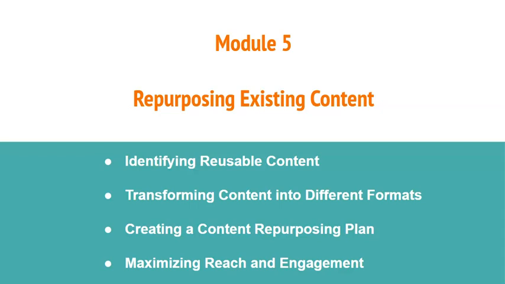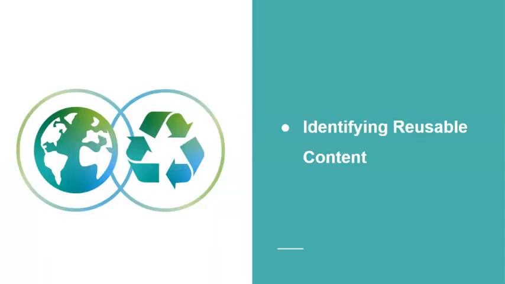So the second point is transforming content into different formats. That's another way of repurposing content. And then you can also create a content repurposing plan in order to help you get the right flow of your content repurposing journey. And then you can as well maximize your reach and engagement. We're going to talk about these 4 aspects in this class, starting from identifying reusable content.